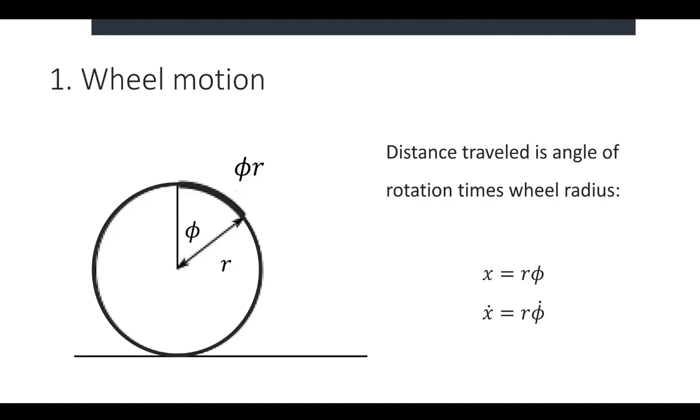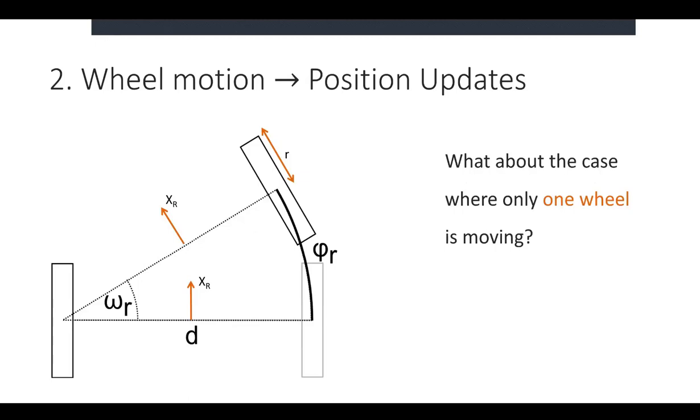So here we have a diagram of our robot. Here we have our left wheel and our right wheel. We are just going to rotate the right wheel, so that's why this is showing here. D is going to be the diameter of our robot, right? So the distance between both of the wheels.